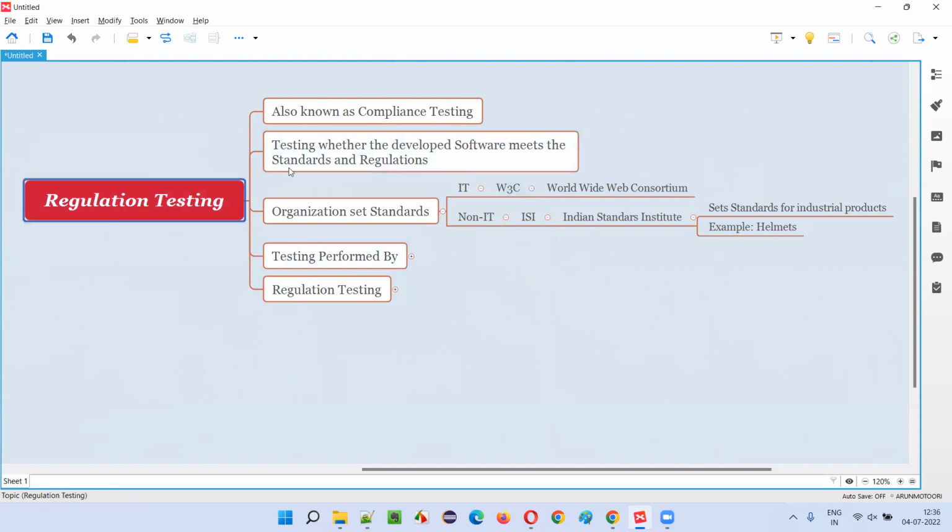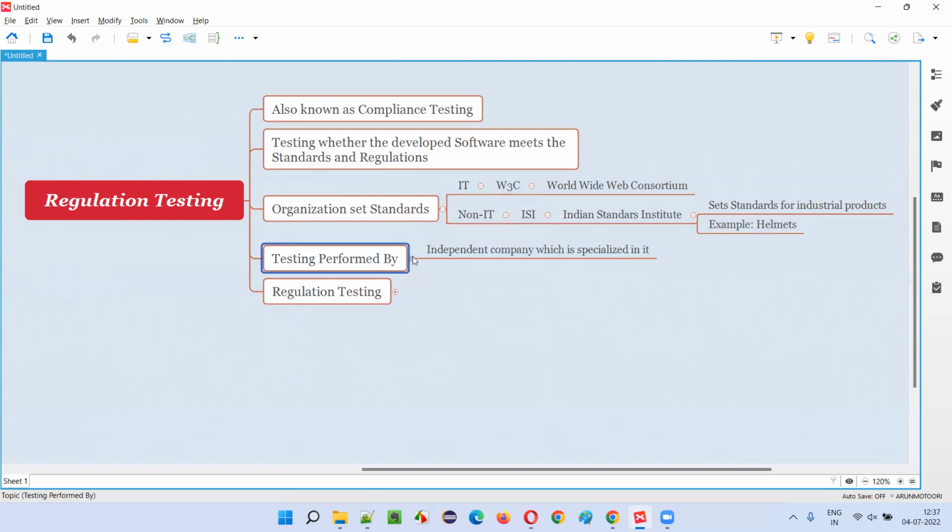This regression testing and compliance testing are all about checking whether the developed software is developed according to the required standards and regulations or not. That's the thing. But who is going to perform the testing? Are normal software testers going to perform it? No, guys. Here, some independent companies who specialize in testing such regulation standards are going to perform this compliance or regression testing, which have different names but are the same thing.